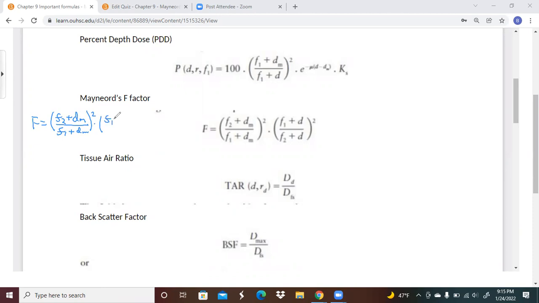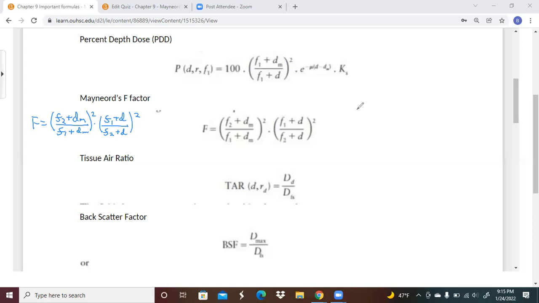And then over here, we're going to have a couple other terms. We're going to have the original SSD, F1, plus whatever distance we are evaluating the dose at, divided by the new SSD plus D, and all of that is going to be squared. So we're looking at adding these terms and then these terms and then squaring the result. You can also look, there are other ways to do this depending on what calculator you have. And then there's this divided by this, and it's going to be squared. So we'll get into how to type that kind of stuff into the calculator in just a little bit.